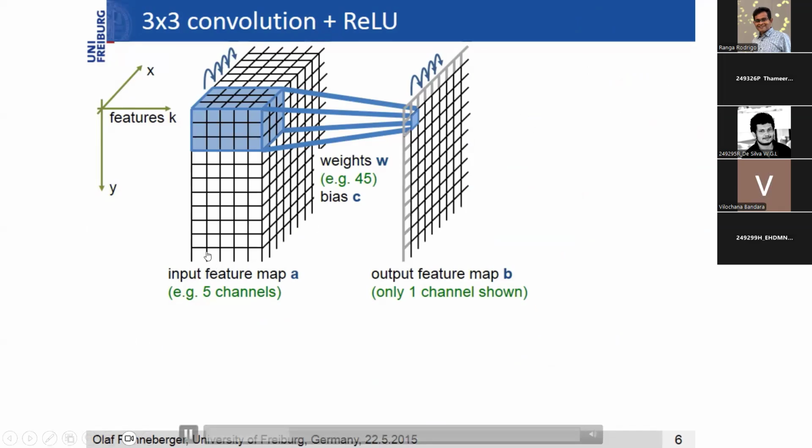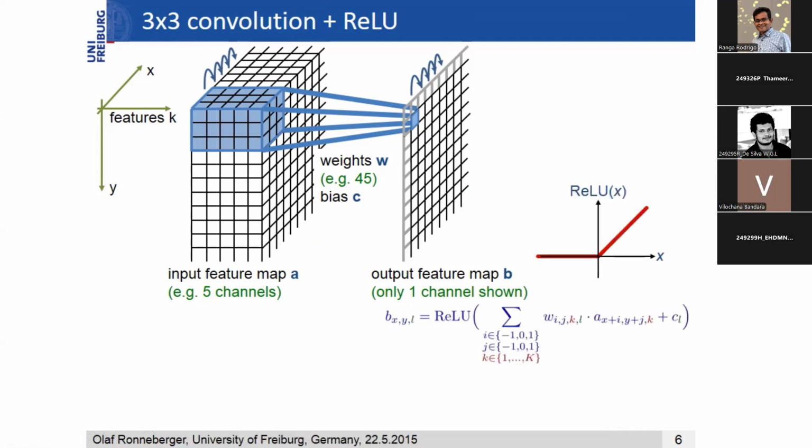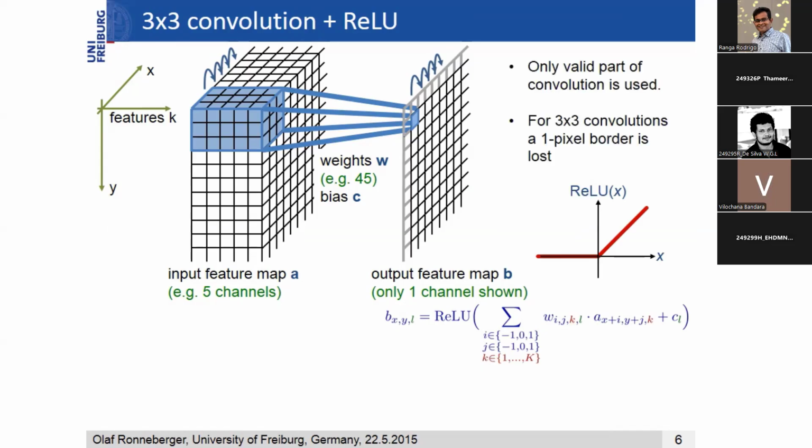It is a standard 3x3 convolution followed by a nonlinear activation function. An important design choice is that we only use the valid part of the convolution, which means that for a 3x3 convolution, a 1-pixel border is lost. This allows later to process large images in individual tiles.